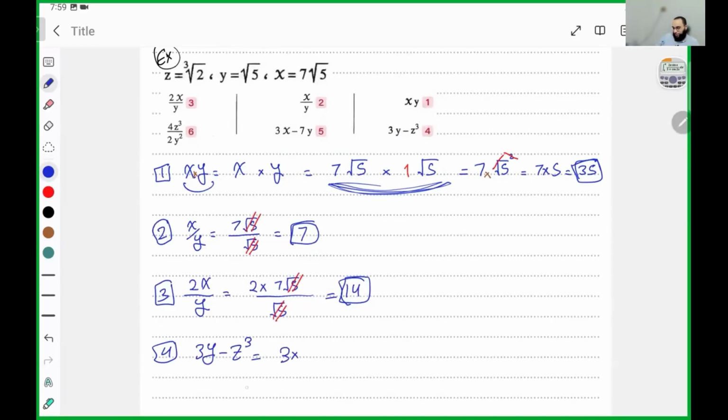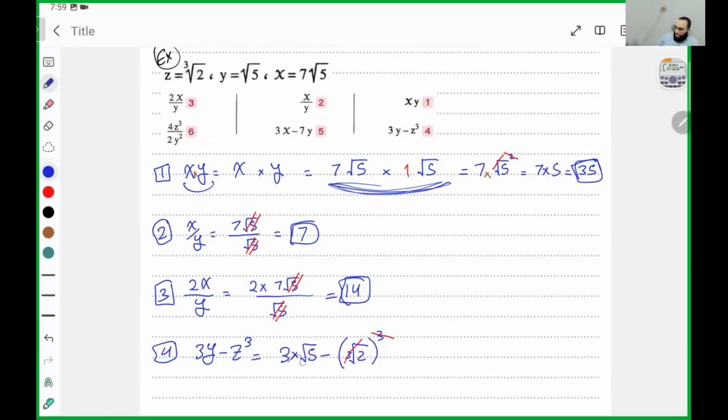3 times y. What's the value of y? I can't hear you. It's root 5 minus z cubed. Look, be focused. It's z cubed. What's the value of z alone? Cubic root 2, but it's not z, it's z cubed. Then it's cubic root 2 cubed. Then the third power goes with the third root.